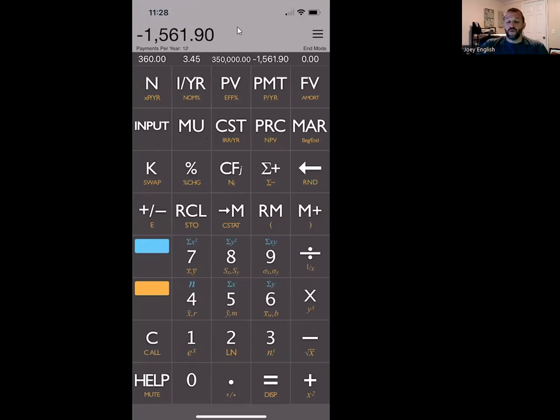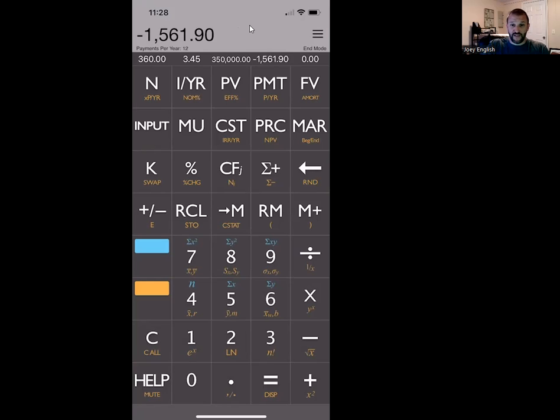$1,561.90. So whenever they're doing loan calculations, they're looking at how much can somebody pay a month. And if somebody could qualify for a $350,000 mortgage in January, this is the payment a month that they could qualify for. So our interest rate just went up to 6.1% in June.